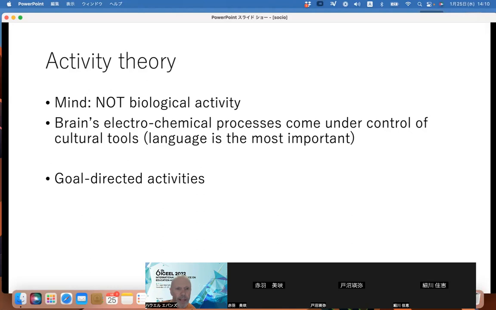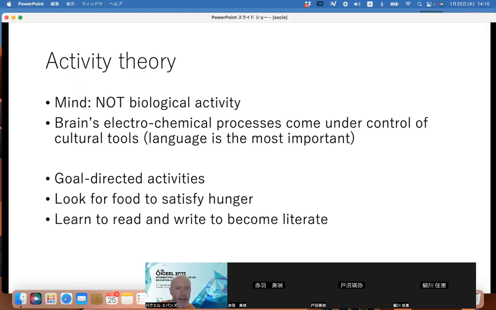So you have goal-directed activities. For example, if you're hungry, you look for food. It's kind of a simple idea, really. You want to satisfy your hunger, so you look for food. That's a goal-directed activity. You want to become literate, you learn to read and write. It's a goal-directed activity. That's the basic idea. So activity is really about goal-directed activities.